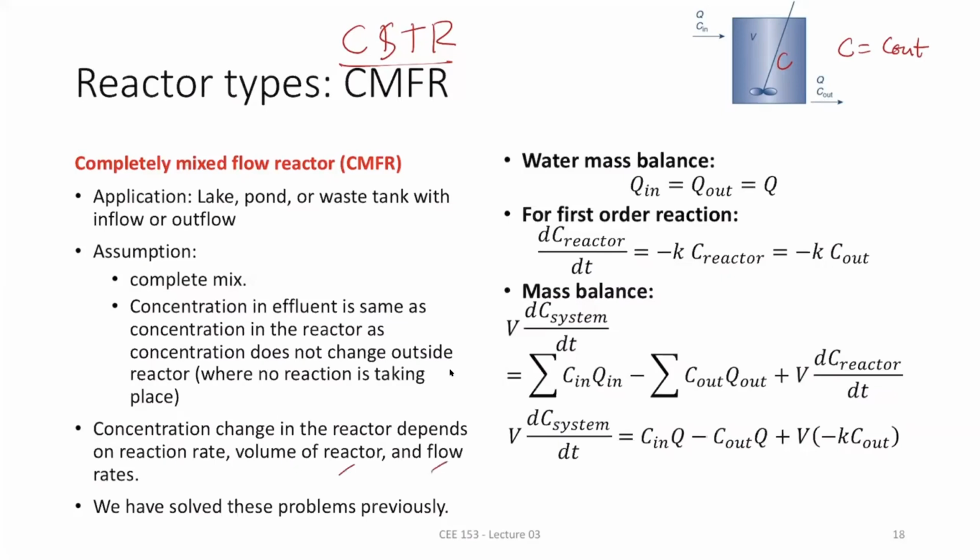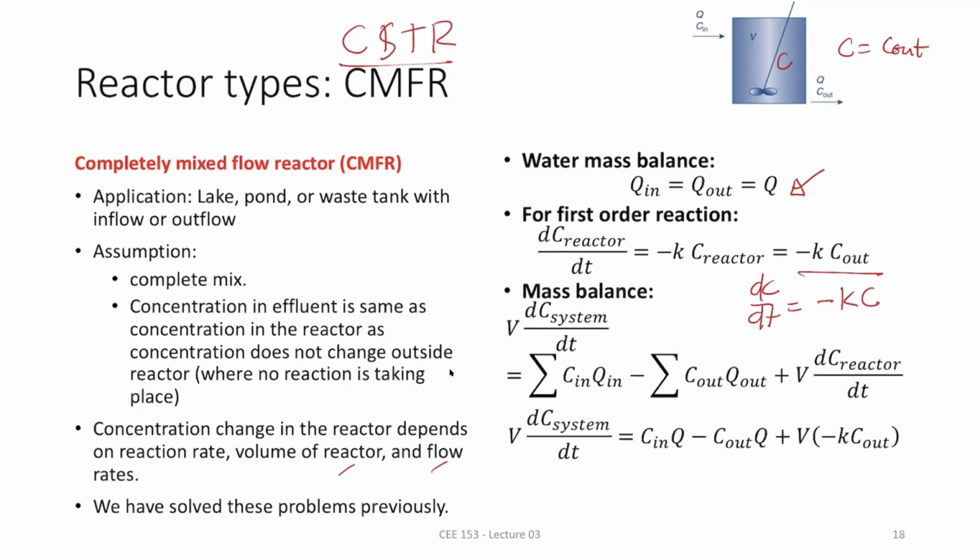Okay, so let's see the solutions. So mass balance, again: what's coming into the system is what's leaving the system, because there is no accumulation and the flow rate or the volume doesn't change. So this is the mass balance for the water, and it's a first order reaction. Usually we solve for first order, so let's stick with that. So dC by dt is equal to minus kC out, another way to say dC by dt is minus kC.